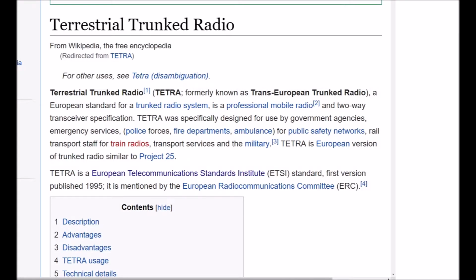Terrestrial trunked radio, or TETRA. So this is the next definition. It's the definition for TETRA, terrestrial trunked radio. Formerly known as Trans-European Trunked Radio, which I guess is TETRA.